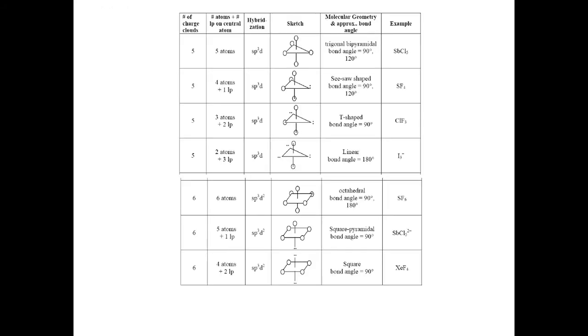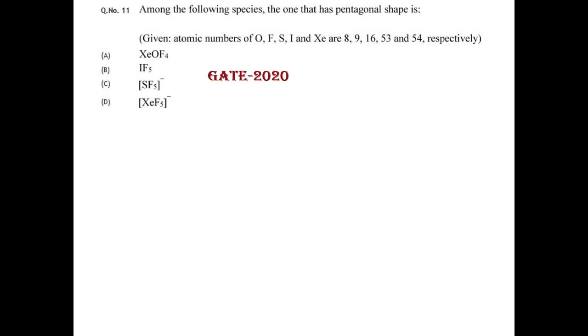There will also be z equals 7, and that is not mentioned here. I will come to it in the examples. So let's start. Our first question is: among the following species, the one that has a pentagonal shape is this. Look, the atomic number is also given, but don't be confused, those are not to be used. One by one we can just do it with the Mendeleev periodic table, as I have mentioned.